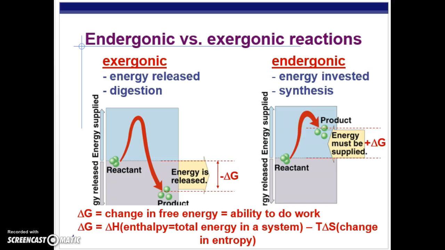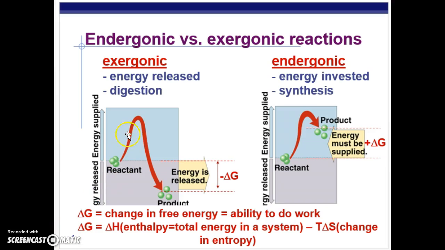In contrast, we have the endergonic reactions that have to absorb free energy from the surroundings. Endergonic reactions have a delta G that's going to be positive because we're going from one energy level to a higher level. Endergonic reactions are not spontaneous, and how big the delta G is tells the quantity of energy that's needed to drive the reaction.